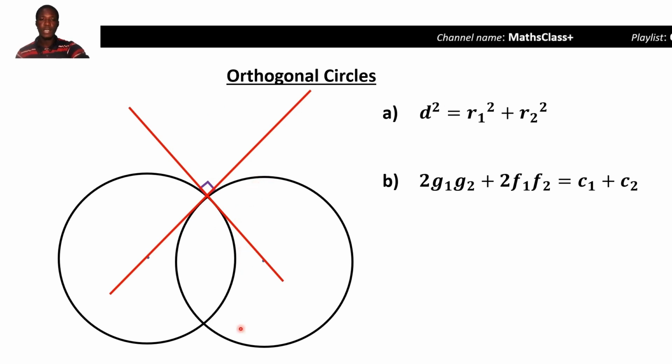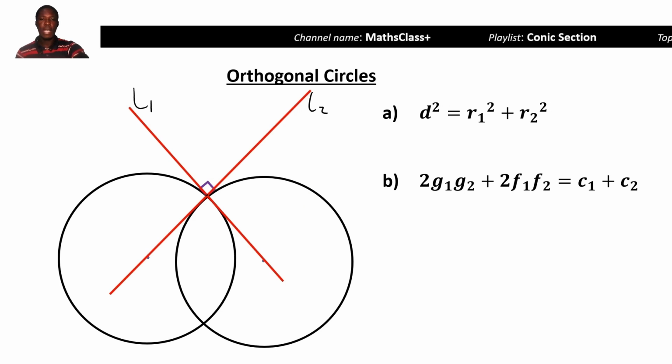As we can see from the diagram, let's label the tangent for this circle as L1 and the tangent for this circle as L2. Now we see that L1 and L2 intersect at the point here, and the angle between the two lines is 90 degrees. So when this happens, we say the two circles are orthogonal circles.